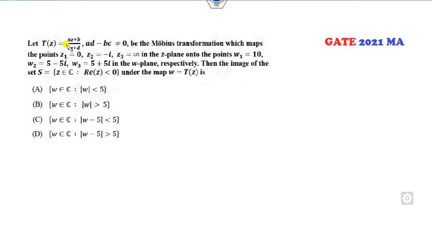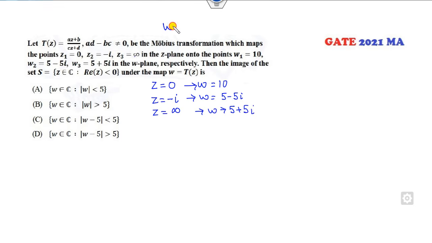What is that? It's a bilinear transformation. Whenever z is 0, w will be 10. Whenever z is minus iota, w will be 5 minus 5 iota. Whenever z is 5 plus 5 iota, w will be infinity, and whenever z is infinity, w will be 5 plus 5 iota. Fine. So my transformation will be here.